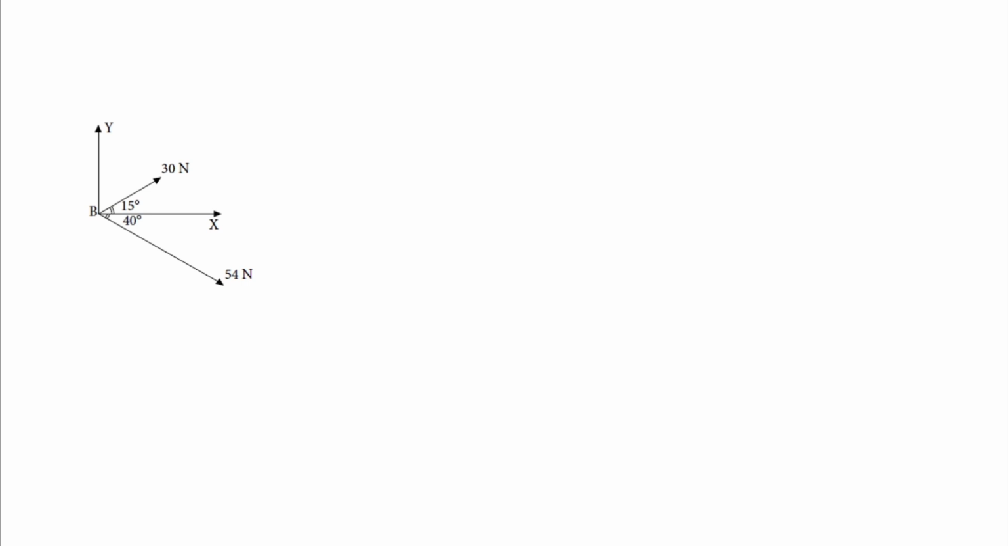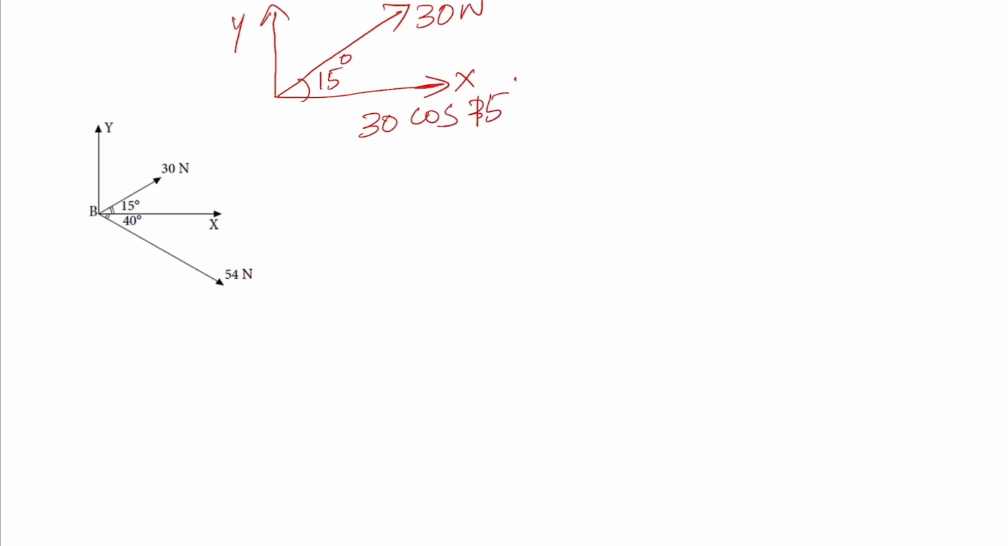So first we are going to consider the 30 Newton force. It is going like this, and it makes an angle of 15 degrees with the x-axis, and this is the y-axis. We need to resolve this 30 along the x and y components. Here the x component is near to the angle, so it is the cos component, that is 30 cos 15 degrees, and the y component is away from the angle, so it is 30 sin 15.